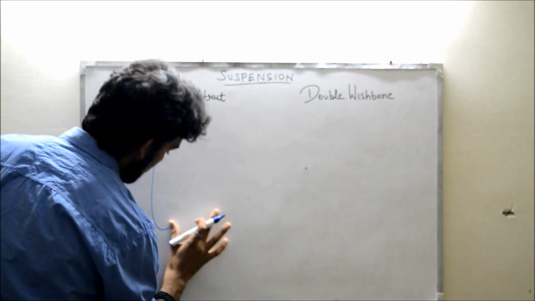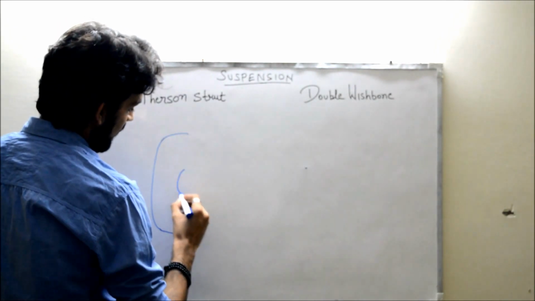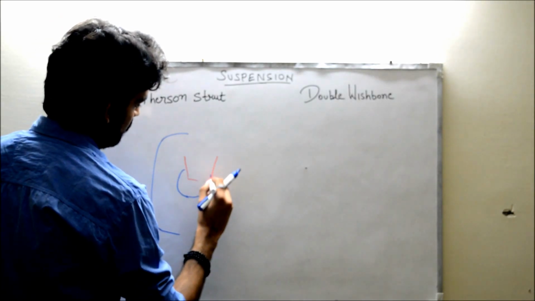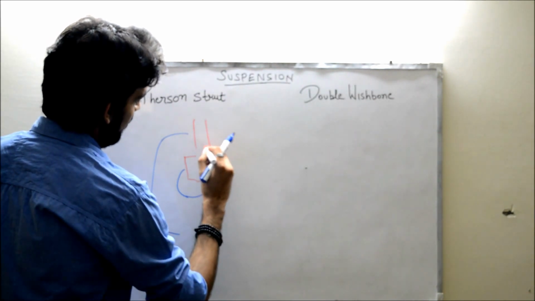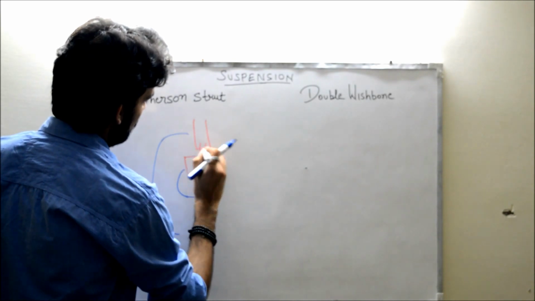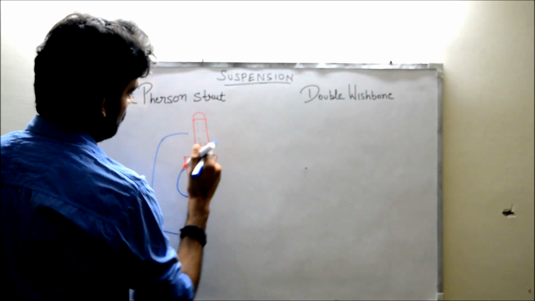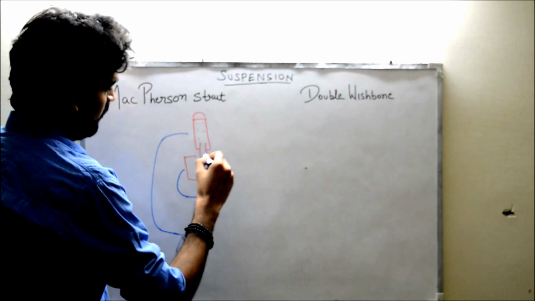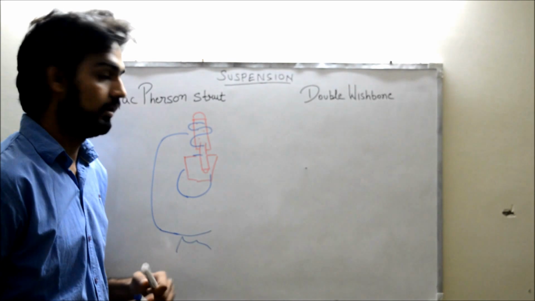As we have discussed the types of suspension, like this is a wheel and here is the hub of the wheel. The strut is connected here. So whenever the wheel feels any jerk through the hub, the jerk is passed on to the strut.